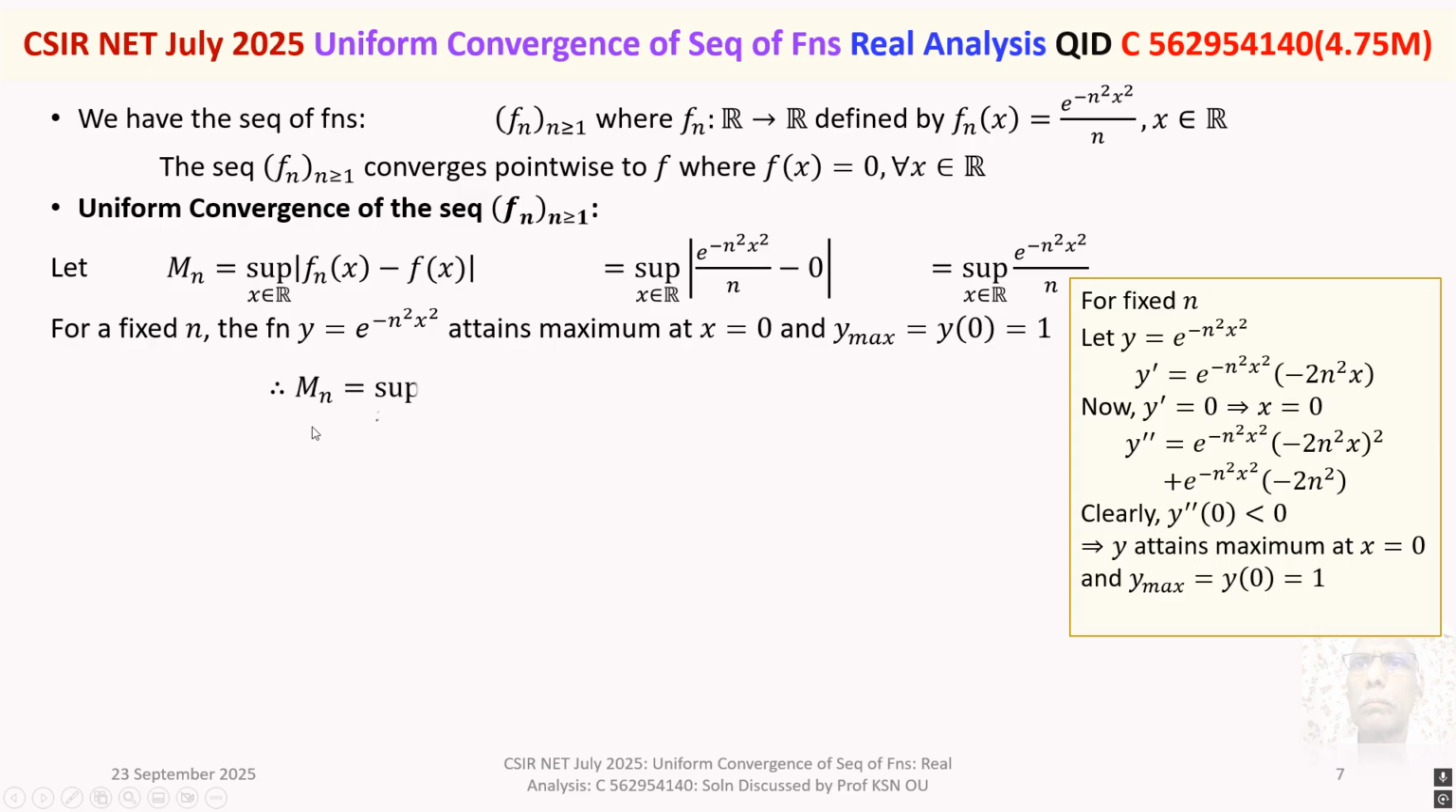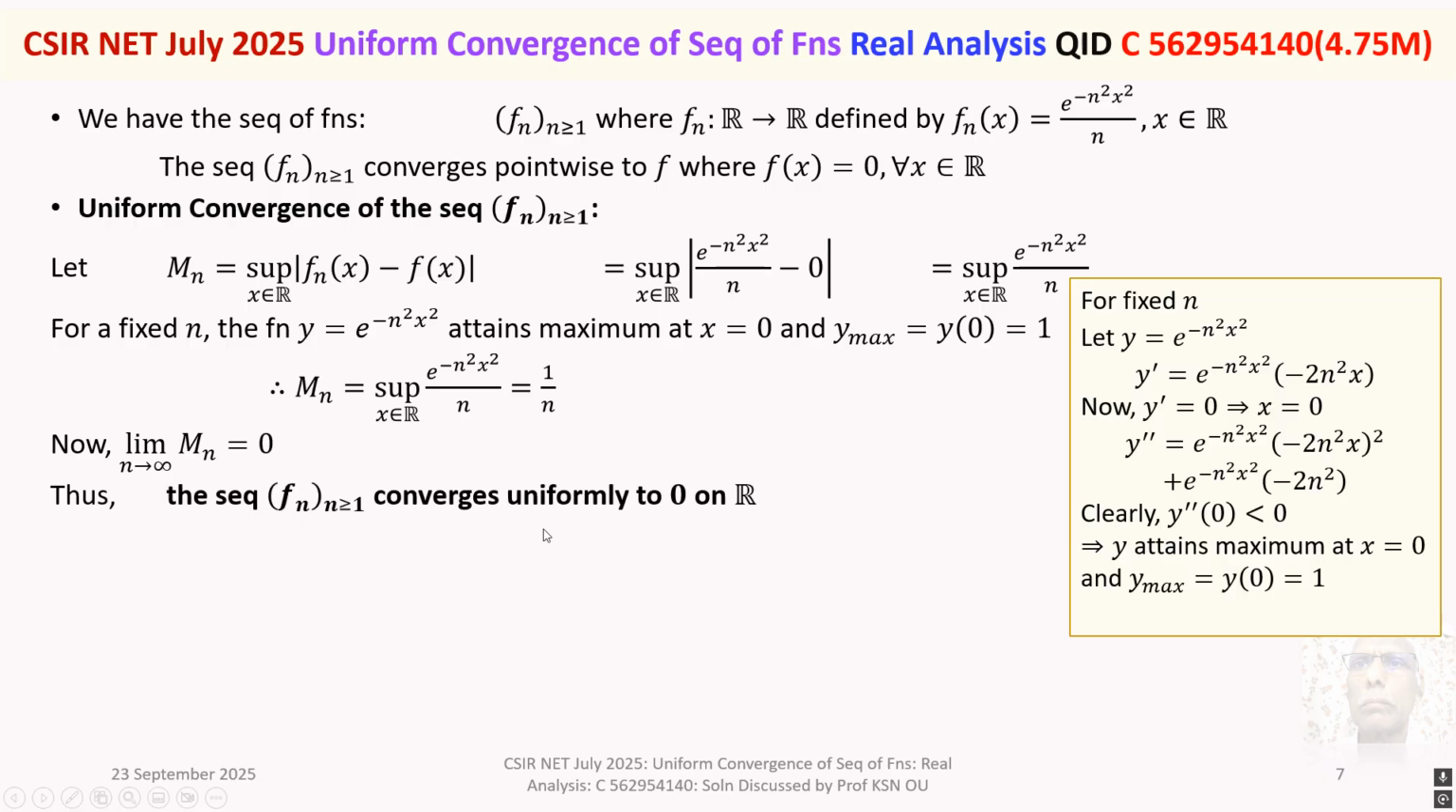So, therefore, Mn is equal to the supremum over x belongs to R of e^(-n²x²)/n, which is 1/n. And as n tends to infinity, Mn tends to 0. So, uniform convergence is achieved now. Thus, the sequence fn converges uniformly to 0 on R, to the limiting function f, which is the 0 function. Right. We come to option 4.